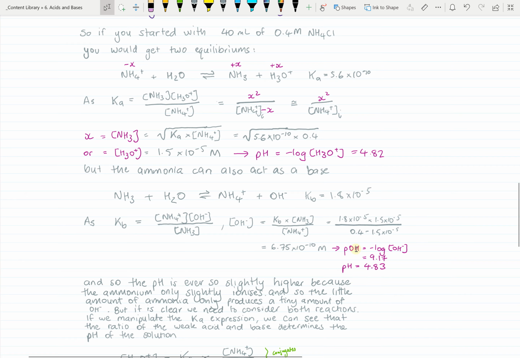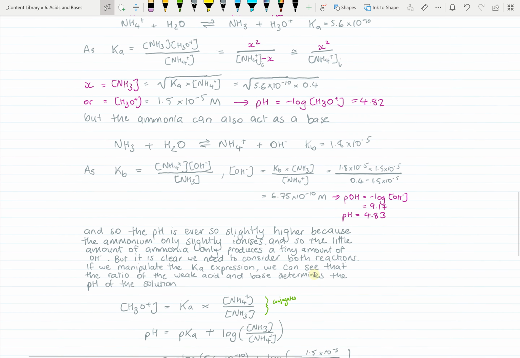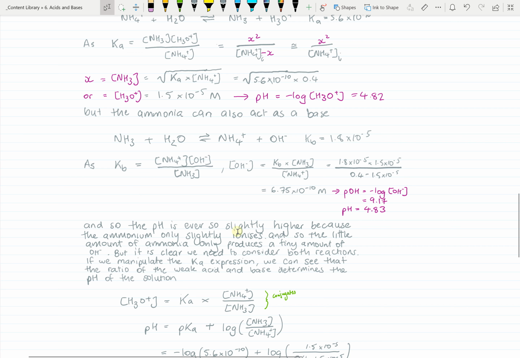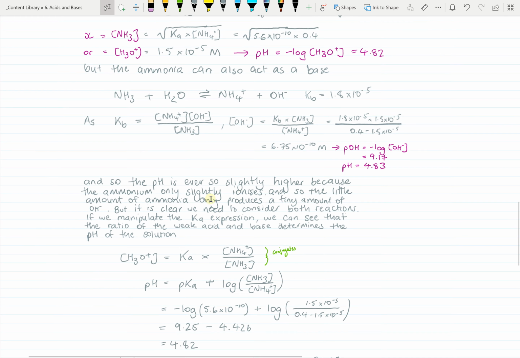And you go, okay, I know the processes weren't exact, and you pretty much get the same answer, maybe a tad higher, when you account for the reaction back. And so all I'm trying to get at is, well, yeah, the pH was slightly higher. That's because of what I was just saying about how you made a little bit of ammonia and therefore only a little bit of hydroxide back. But it is clear that you need to consider both reactions.